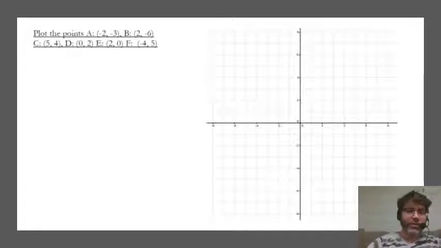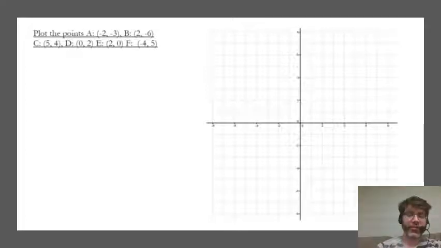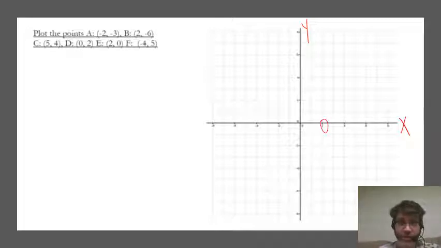All right, so here we are plotting points. This is a pretty fundamental skill that we need for this chapter and later chapters, so we may as well iron it out right now. Okay, so very first thing that we've got to do is make sure what our scales are on these axes. So this is the x-axis, this is the y-axis. What are the scales? If this is 2 and this is 0, then right between here is 1.